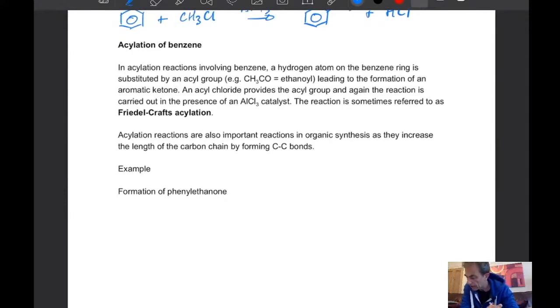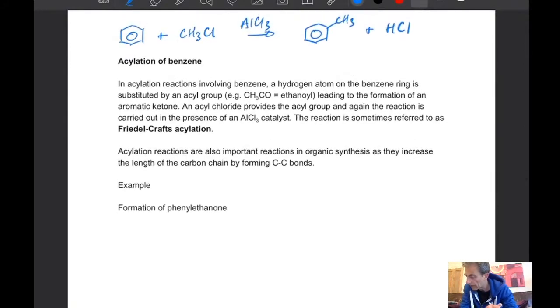So acylation reactions involving benzene. A hydrogen atom on the benzene ring is substituted by what's called an acyl group, for example, CH3CO. So I'll just show you what that looks like. CH3CO is CH3 C double bond O. Okay, so obviously there's room for another bond there, because carbon can form 4 bonds. If I put that bond in there, it's only forming 1, 2, 3 at the moment. Yep, so there's room for another bond there.